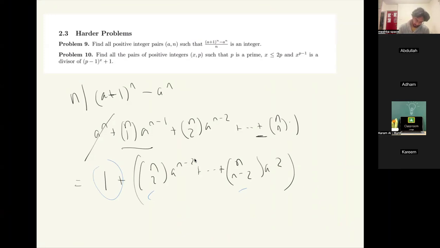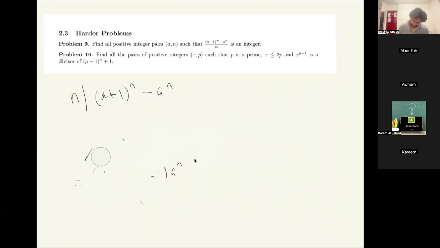But somehow this expression here, that (a plus 1) to the n is congruent to a to the n, is saying something about orders, right? What is it saying?